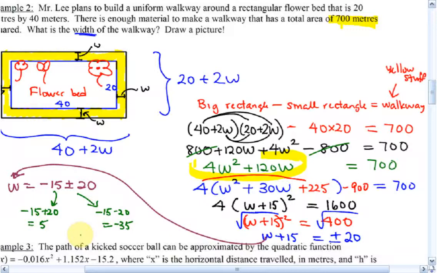What does that mean? Negative 35 doesn't make sense. It doesn't work. You can't have a negative length for a distance. So what's the width? 5. Good. So therefore, w just equals 5, and this is in meters.